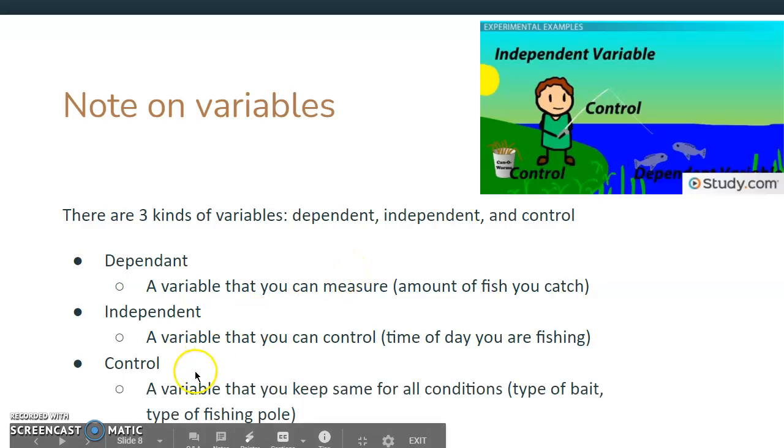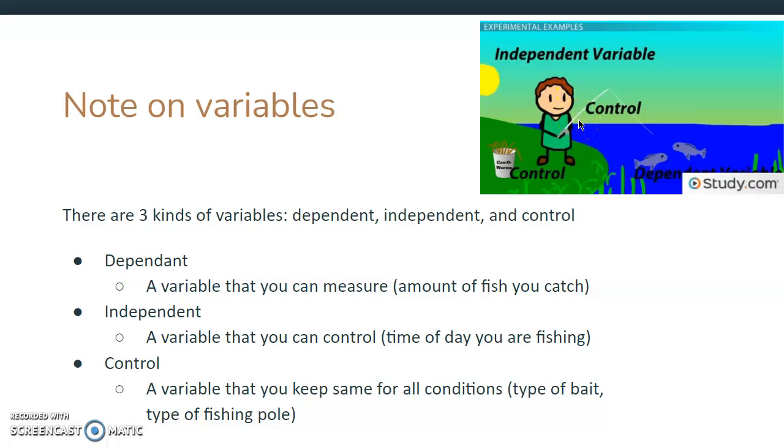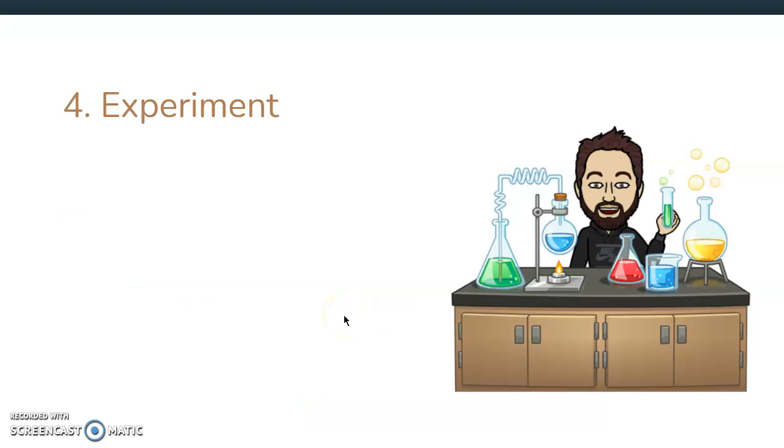That being said, our other variables are our control variables, which is a variable that you keep the same. So, for example, we always want to keep the same bait and the same pole, because if we're changing the time of day, our independent variable, and the type of bait, we won't know really if we're getting more fish because it's nighttime or because we changed our bait. So we want to keep all our other variables the same or constant while we are testing our independent variable.